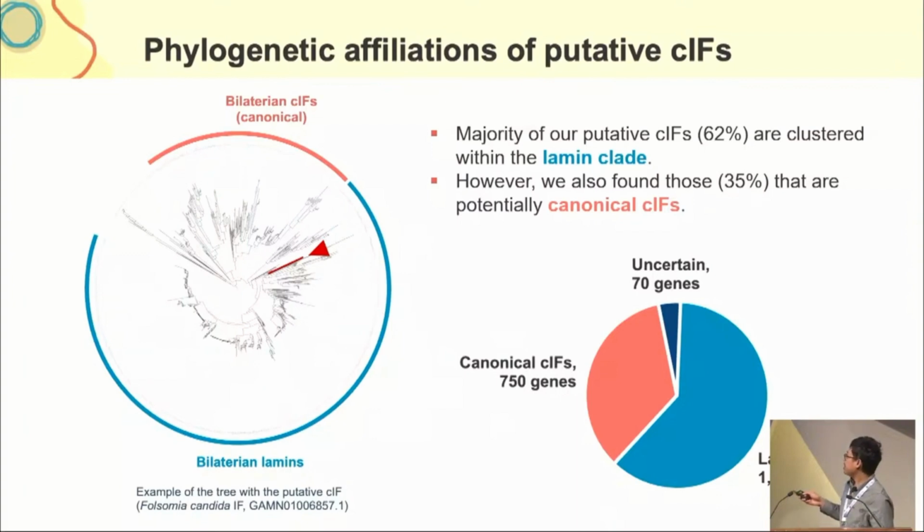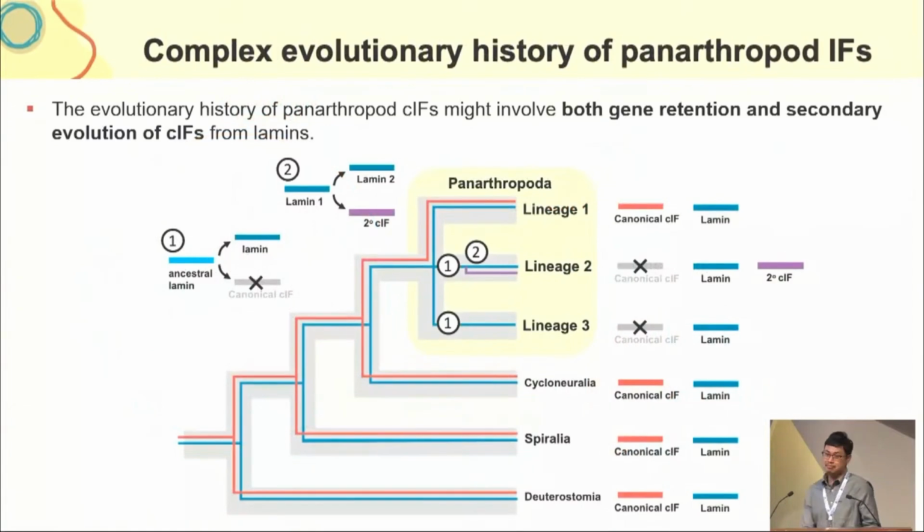But surprisingly, we also found another group of cIF among our putative cIF that are more phylogenetically related to the canonical cIF of the other bilaterian. And this is quite an unexpected result. And this result seems to contradict our previous view of the evolutionary history of this protein and might suggest an alternative explanation. So now let me put everything together in this slide.